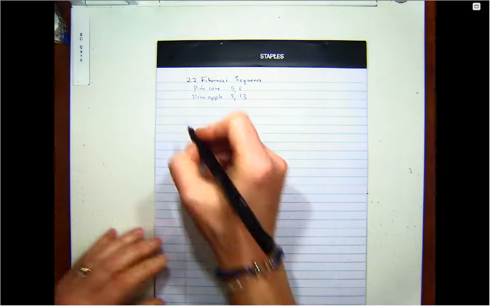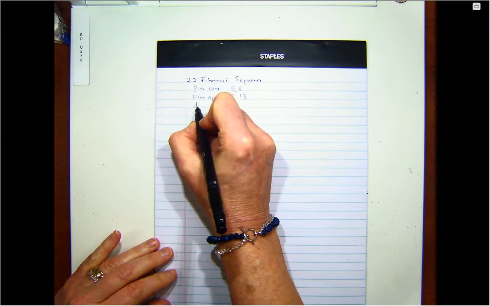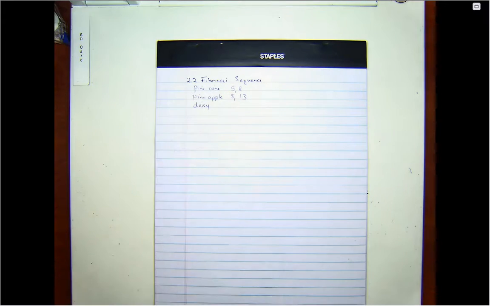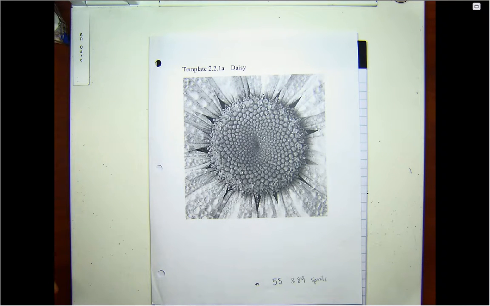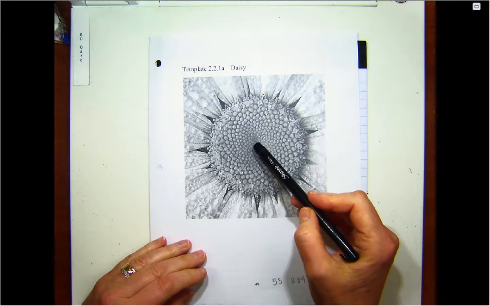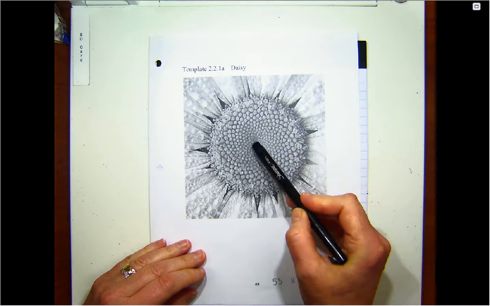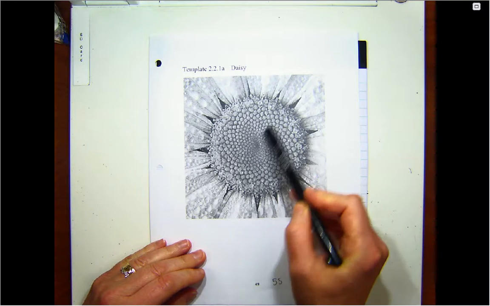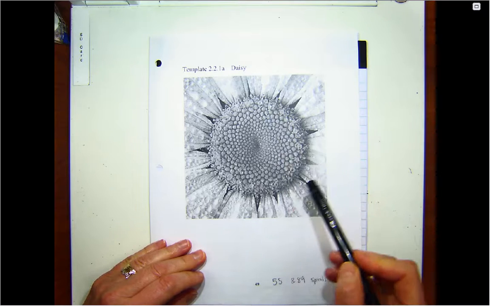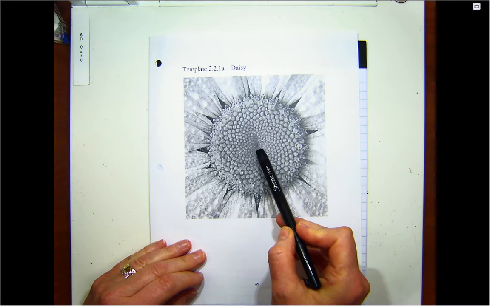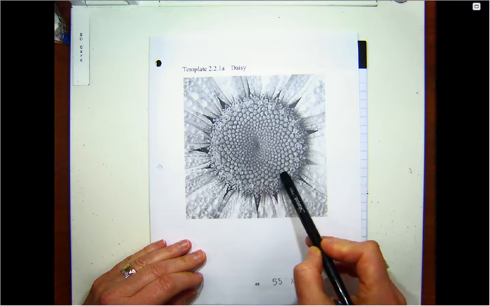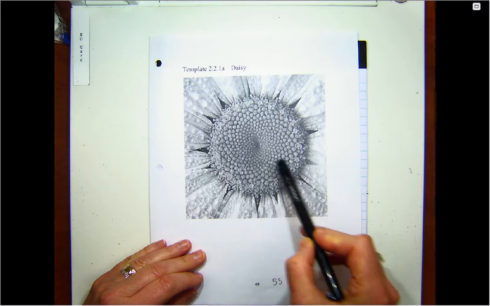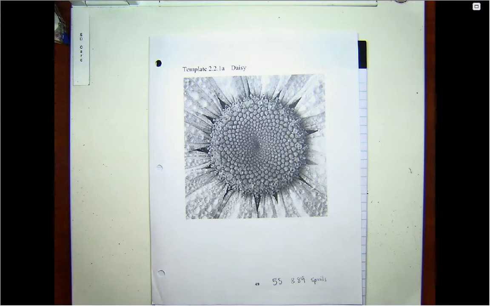All right. Now we're going to look at daisies. That was next in your list from your author. So we have daisies. Can you please count those? We have spirals going clockwise, and we have spirals going counterclockwise. So that's hard to count, right?